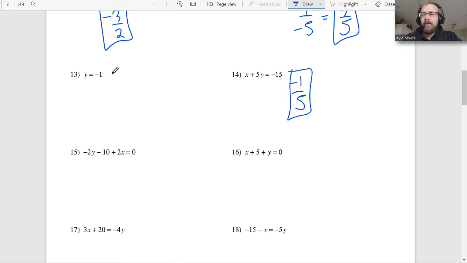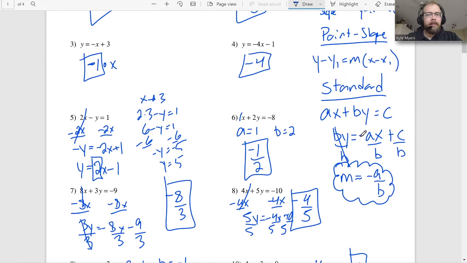What do we do with this? This doesn't seem like it's in any form. Y equals negative 1. What form is that, right? Let's go back and look at our forms here. Well, it's not in this form. Kind of is, I guess. Yeah, like there's no x though, right? That's the problem, there's no x.